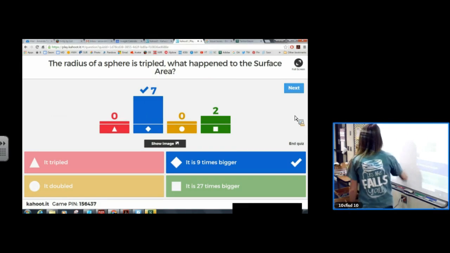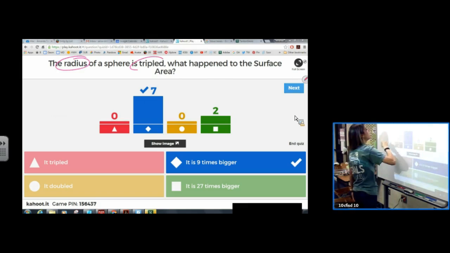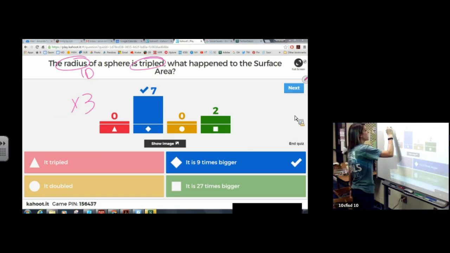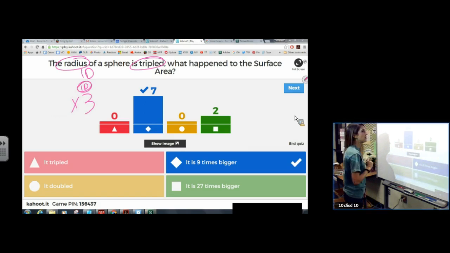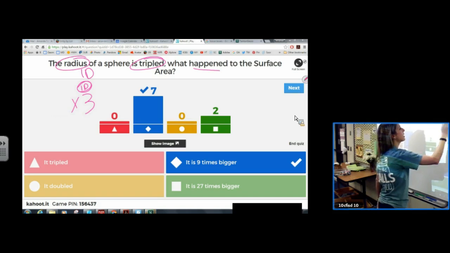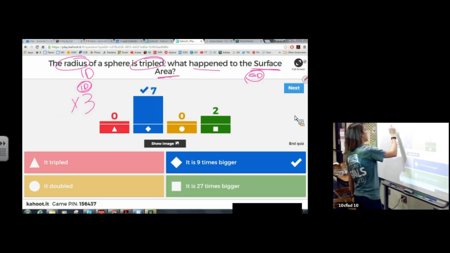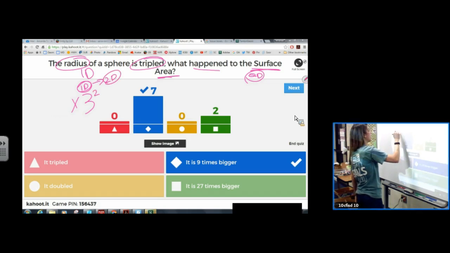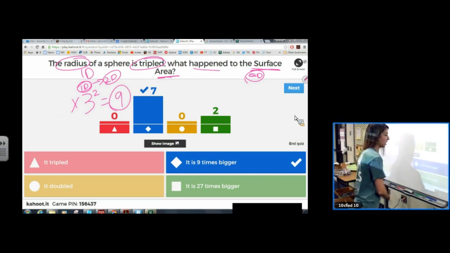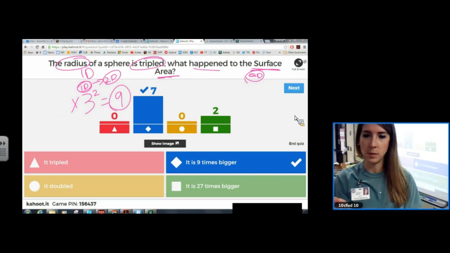Okay, so the radius is tripled. So our 1D value is tripled. 3 is a 1D, one-dimension value. What happened to the surface area? We know surface area is 2D. So to convert this from 1D to 2D, we square it. The answer was the surface area is 9 times bigger.